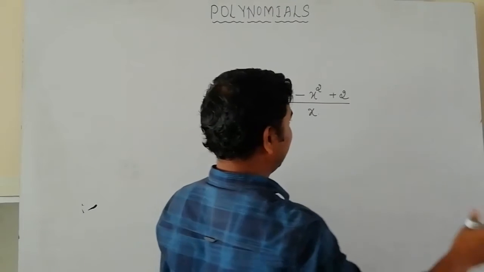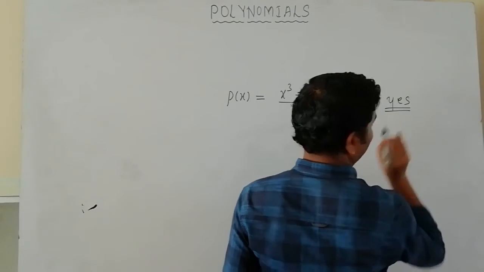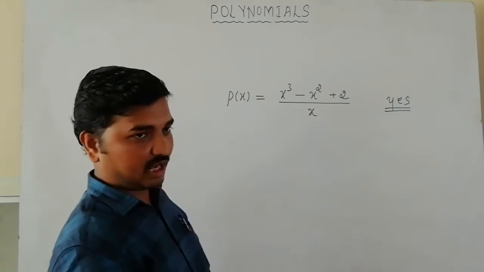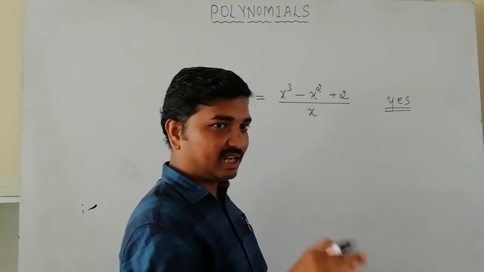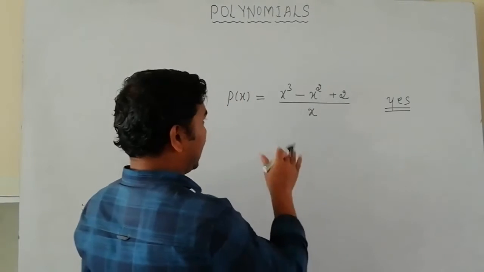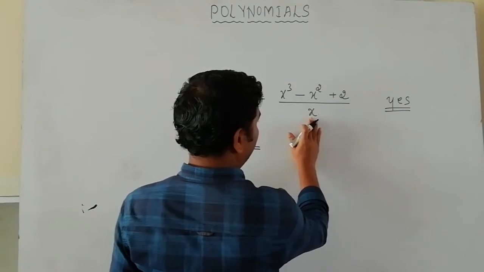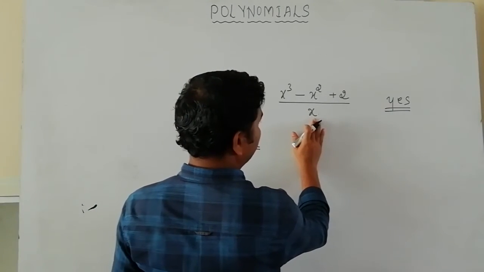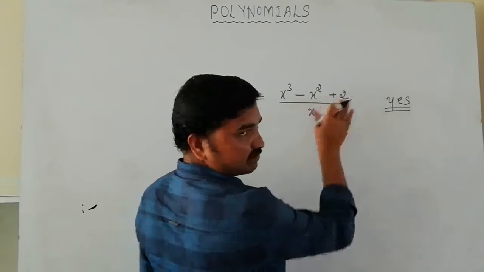Okay. The right answer is yes. It's a polynomial. Okay, so now look here. If you simplify this one, it will reduce to a standard form. I'm going to simplify this one. Now you can write down. In the denominator, x is present. You can split the denominator for all the three terms.